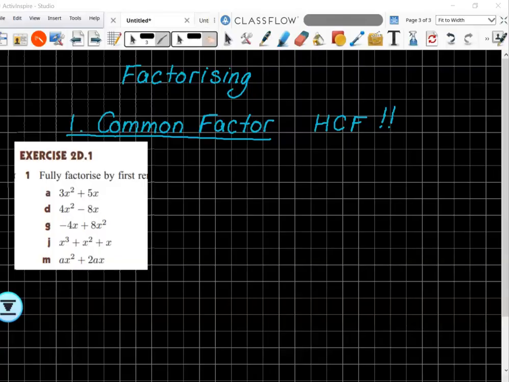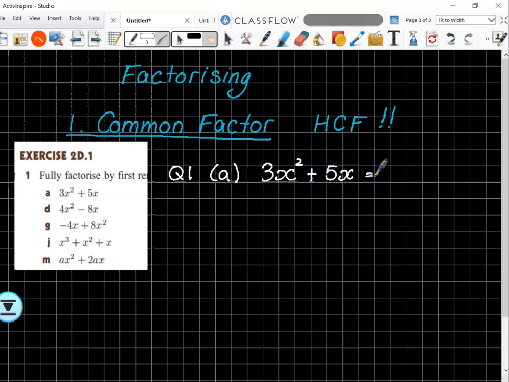Bare minimum, we're going to write these. Now, in your book as well, I don't want you to just write the answer. You are going to write exercise blah, blah, blah, 1a, 3x squared plus 5x.